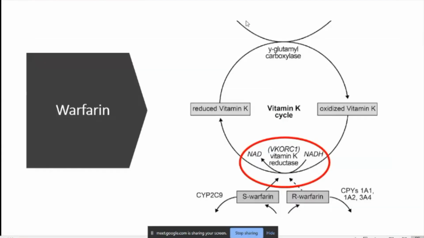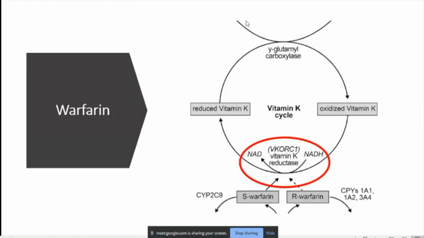So here we are going to discuss warfarin. We have the new oral anticoagulants, but I'm not touching those. I'm just focusing on warfarin here. So what is the mechanism of action of warfarin, guys? Warfarin actually inhibits VKOR, right?